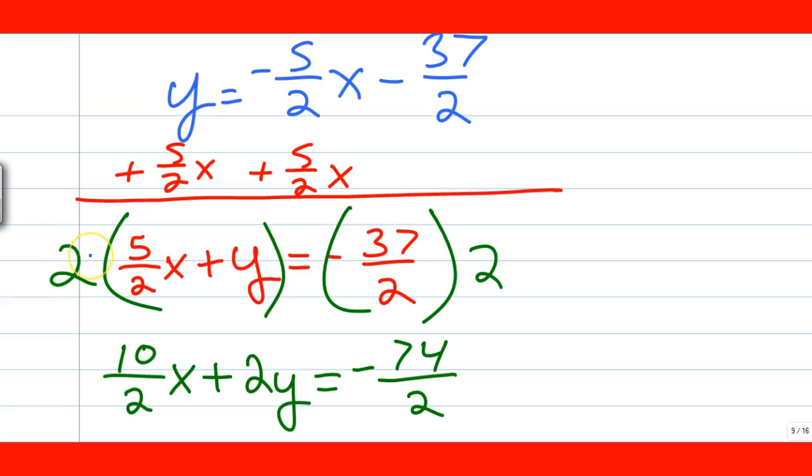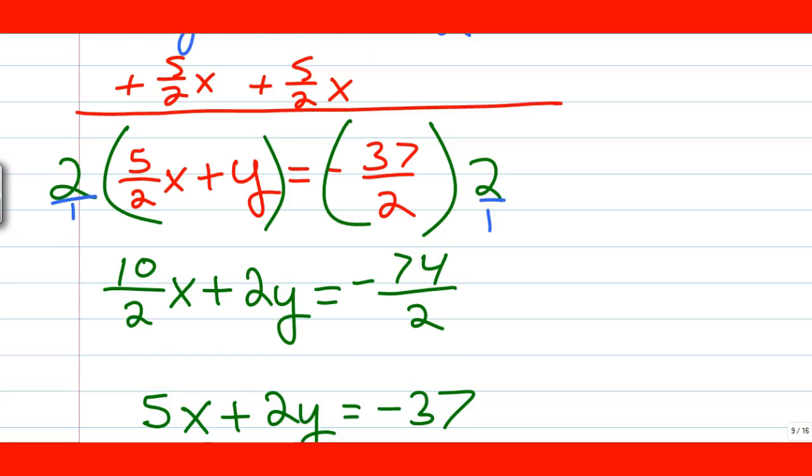So I'm going to multiply both sides by a 2, so 2 times 5 for 10. And then this 2, remember it's over 1, so 1 times 2 for a 2. And carry down the x. Carry down the plus sign. A 2 times a y makes a 2y. On the other side, again, just put it over a 1. 2 times a negative 37 makes a negative 74. And a 1 times a 2 makes a 2.